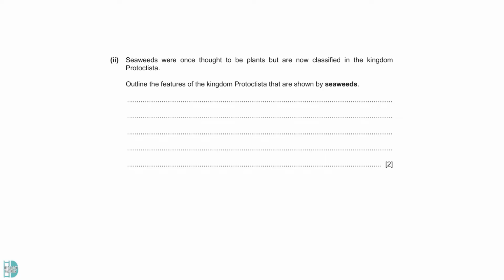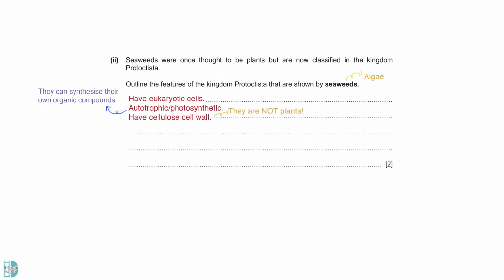2. Outline the features of the kingdom Protoctista that are shown by the seaweeds. Seaweed is a type of algae. They are eukaryotic. Algae can carry out photosynthesis. They are autotrophs as they can synthesize their own organic compounds. Like plant cells, algae have cellulose cell walls. However, do remember that seaweeds are not plants.